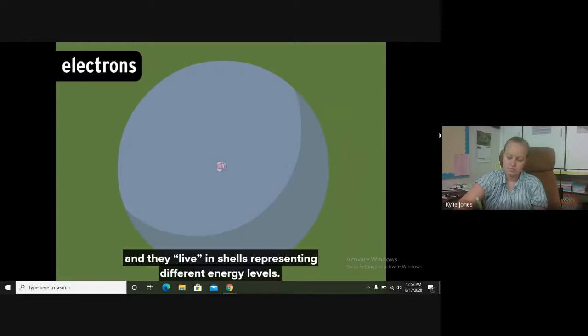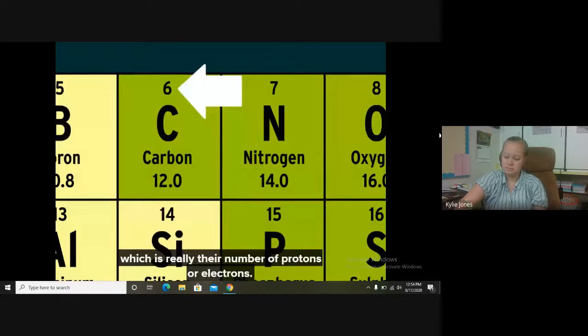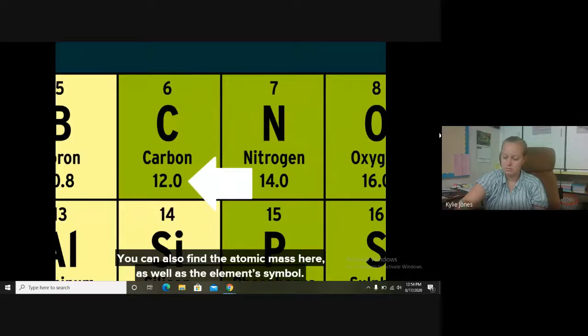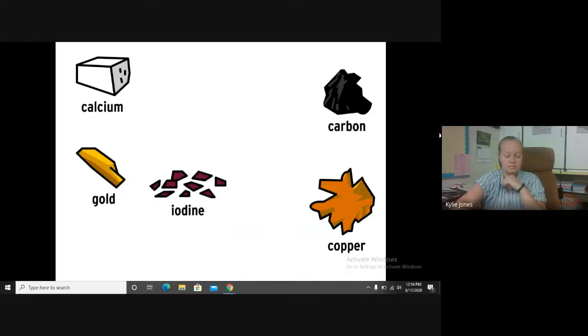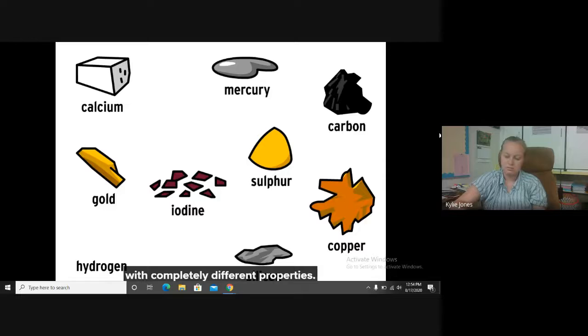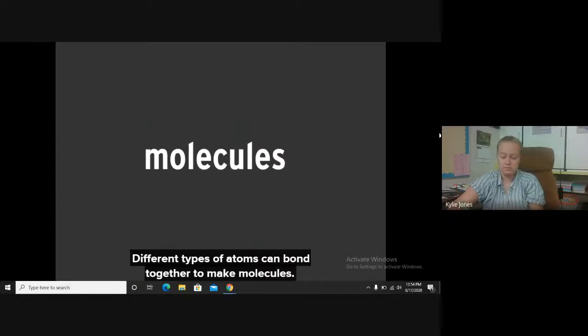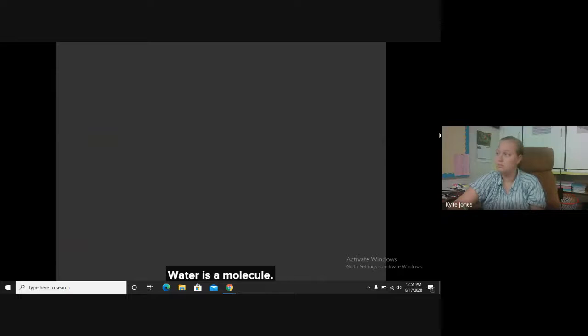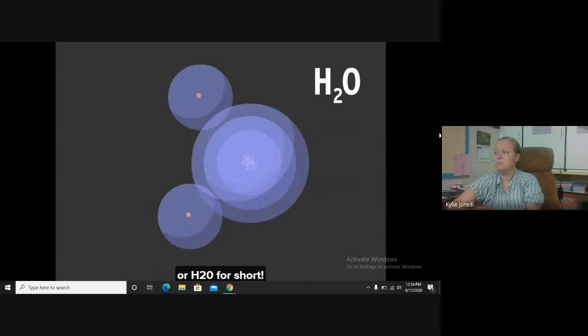levels. On the periodic table, atoms are organized by their atomic number, which is really their number of protons or electrons. You can also find the atomic mass here, as well as the element's symbol. I kind of think it's amazing that the difference of a few little protons, electrons, and neutrons can produce such a variety of elements with completely different properties. Different types of atoms can bond together to make molecules. Water is a molecule. It's 2 atoms of hydrogen and 1 atom of oxygen, or H2O for short.